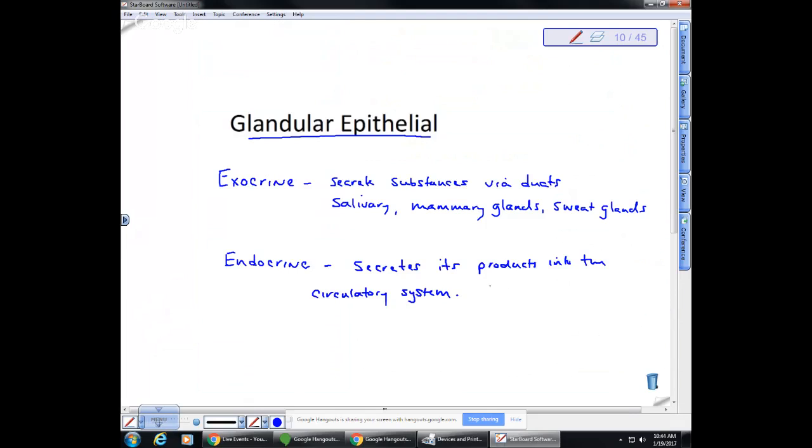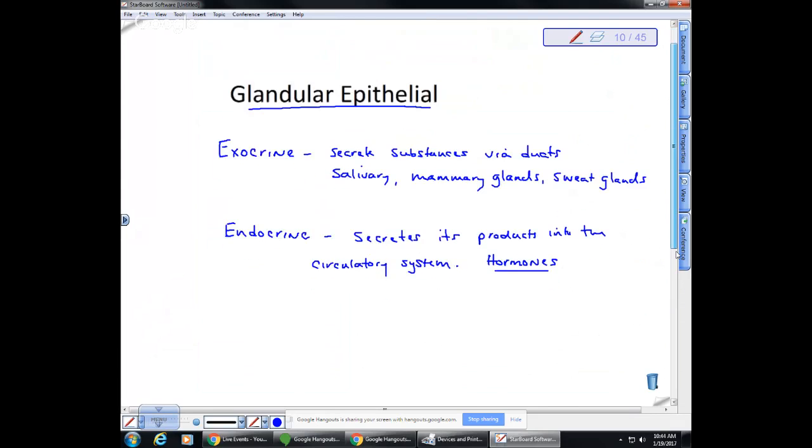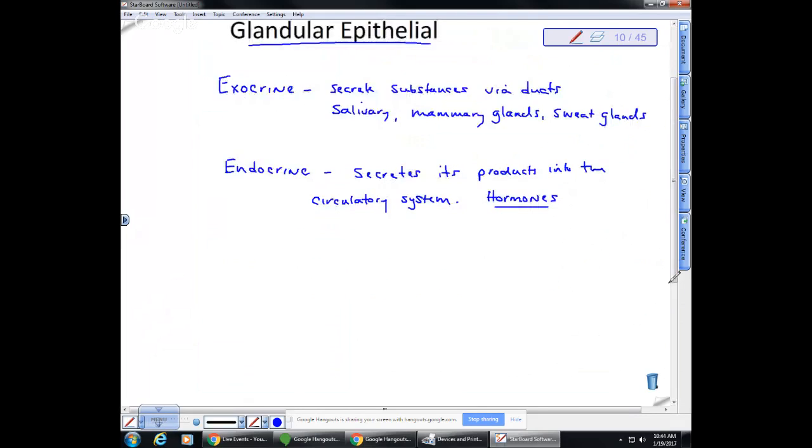So these are called hormones. The products of endocrine glands are called hormones, and they are really important because they help to regulate homeostasis in the body. They are kind of the long-term regulators, whereas the nervous system tends to be fast and short-term. The hormone tends to be long-acting and slow.